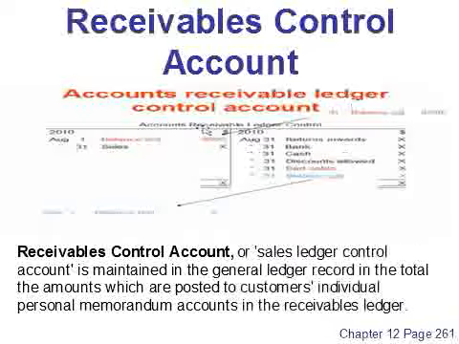Receivables Control Account. Receivables Control Account, or Sales Ledger Control Account, is maintained in the General Ledger to record in total the amounts which are posted to customers' individual personal memorandum accounts in the Receivables Ledger.